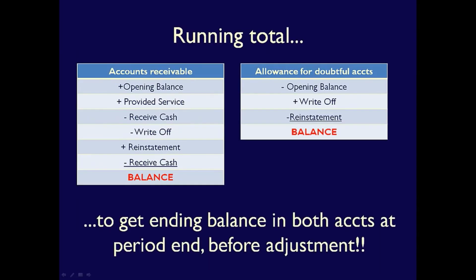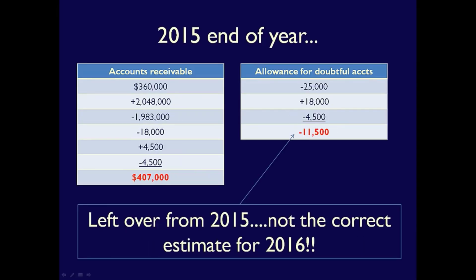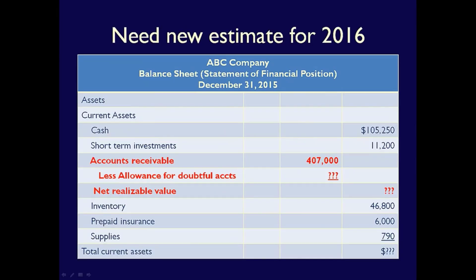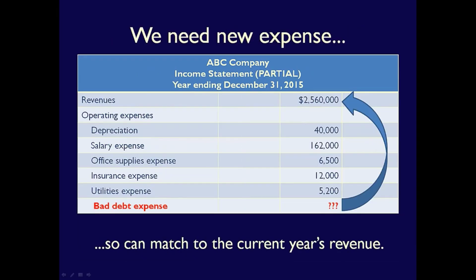If we flow all of this through our running total, we get the ending balance before adjustment in both the accounts receivable and the allowance for doubtful accounts at period end. The $11,500 we have in the allowance for doubtful accounts is just a leftover. It does not represent what we think will go bad for our new accounts receivable. Our accounts receivable balance is $407,000 at year end, but we know some of these will go bad in the upcoming 12 months, and we have to determine an estimate about that now so we can record the accounts receivable at their future economic benefit and the expense in the same year as the related revenue. How are we going to do that?